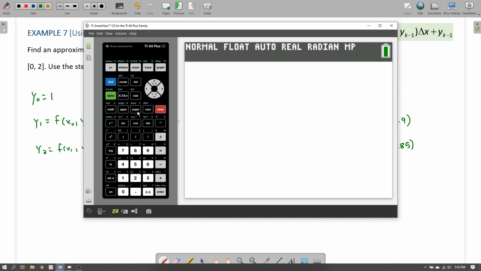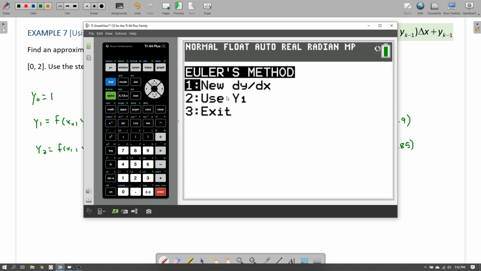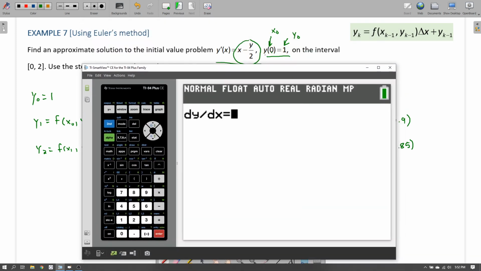So let's clear both of these out. Okay, and go to Program, choose Euler, and it starts off kind of the same way. It says enter a new derivative or use something typed into y1. So we're going to do new, and we're going to enter the expression that you see there. So you have x minus y, divided by 2, alpha y divided by 2.